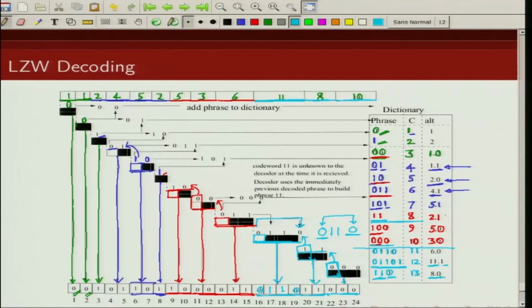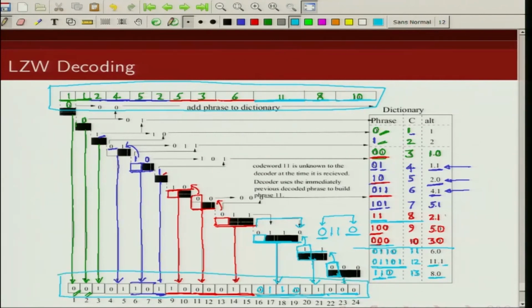So note that this particular sequence has been decoded into a string like this. Okay. So with this we conclude our discussion on the Lempel-Ziv-Welch algorithm. Thank you.